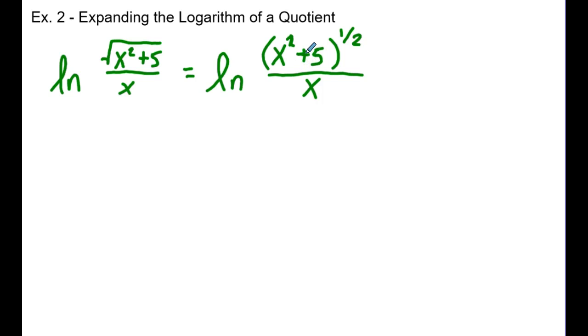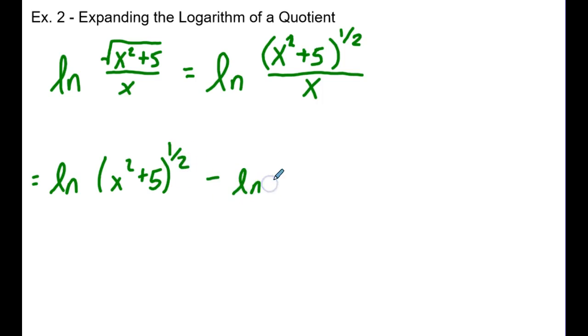So now we're going to rewrite this logarithm. If we have a quotient, we rewrite it using subtraction. So now we have the natural log of what's in our numerator. In this case, it's x squared plus 5 raised to the 1/2 power. We were dividing, so we subtract the natural log of x.